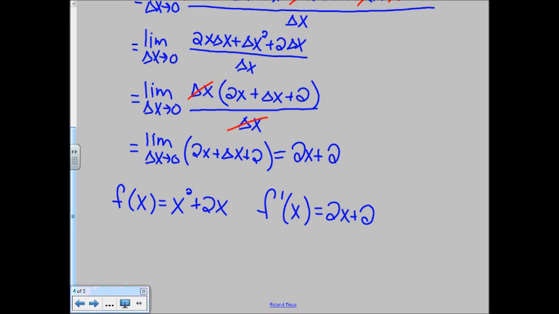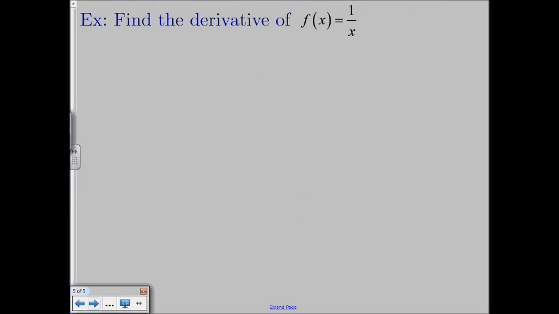So let's do one more example. Make it a little harder. Let's throw in a rational function. Let's find the derivative of f of x equaling 1 over x. So again, we're going to first find that first part of our difference quotient.